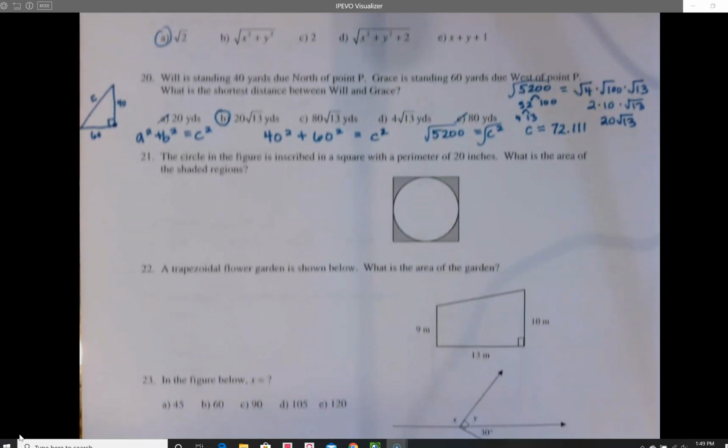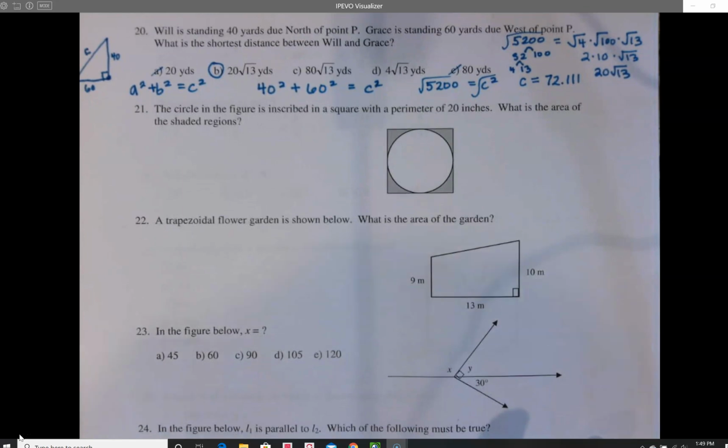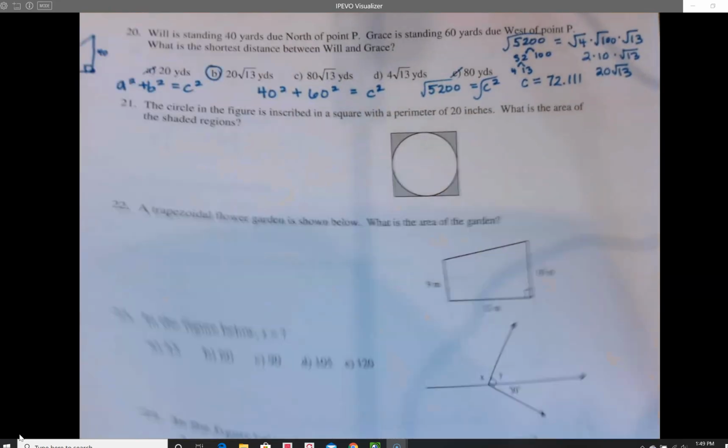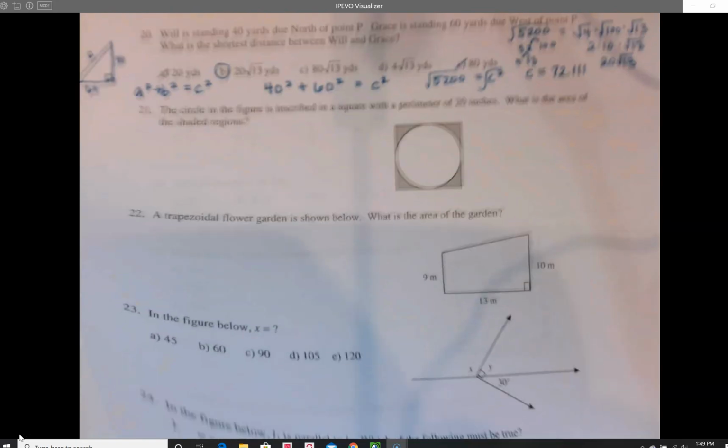Number 21, we don't have any multiple choice here for number 21, so let's see. I'm looking for my answer key to see if that's a mistake or if we just need to work it out. Nope, we just need to work it out.